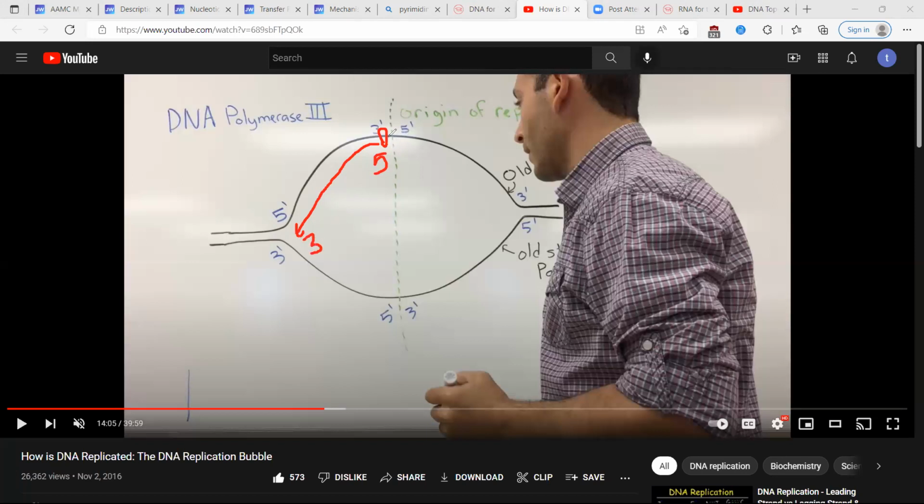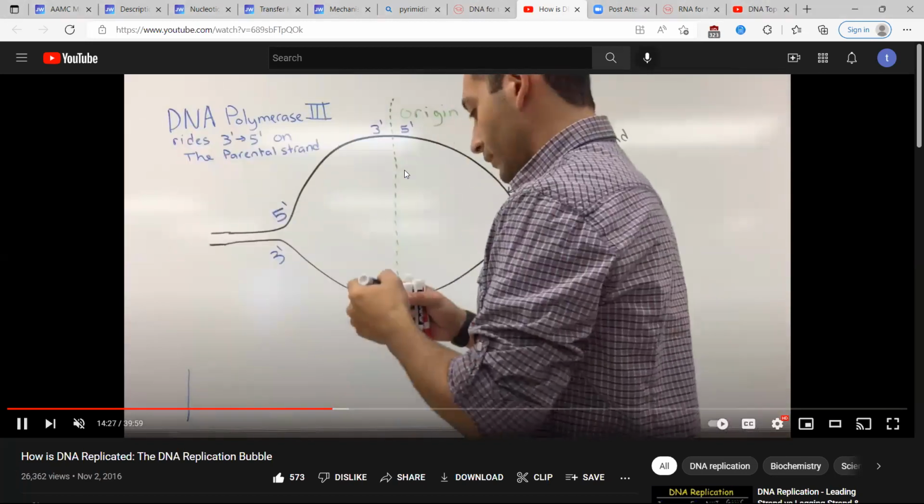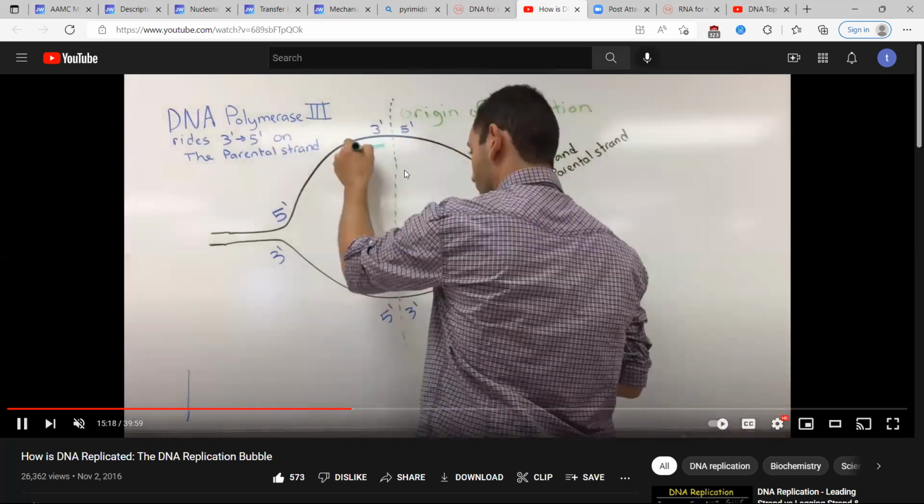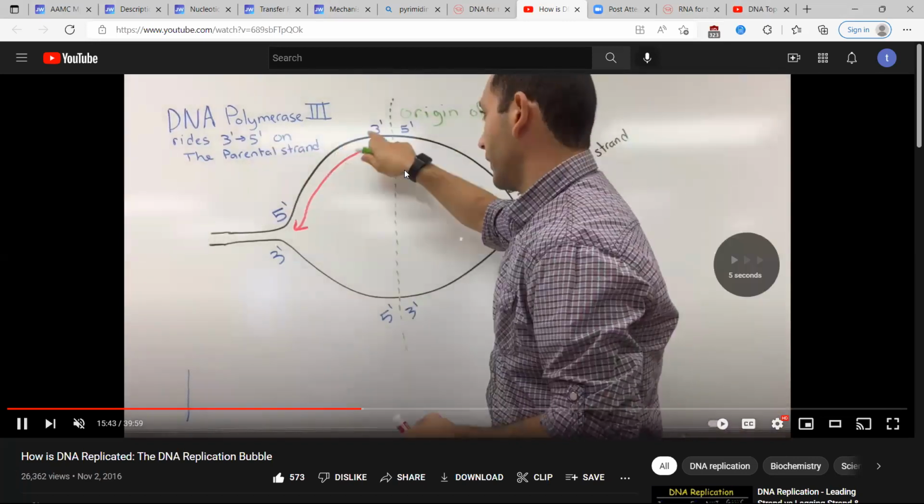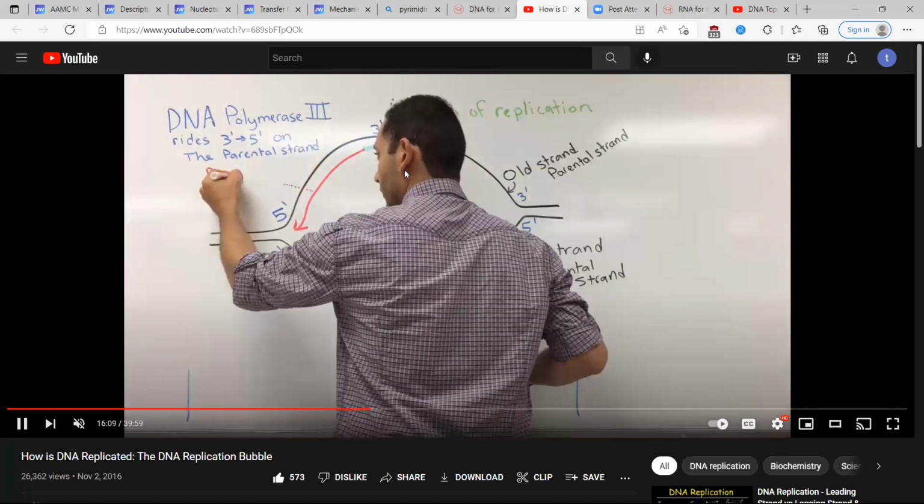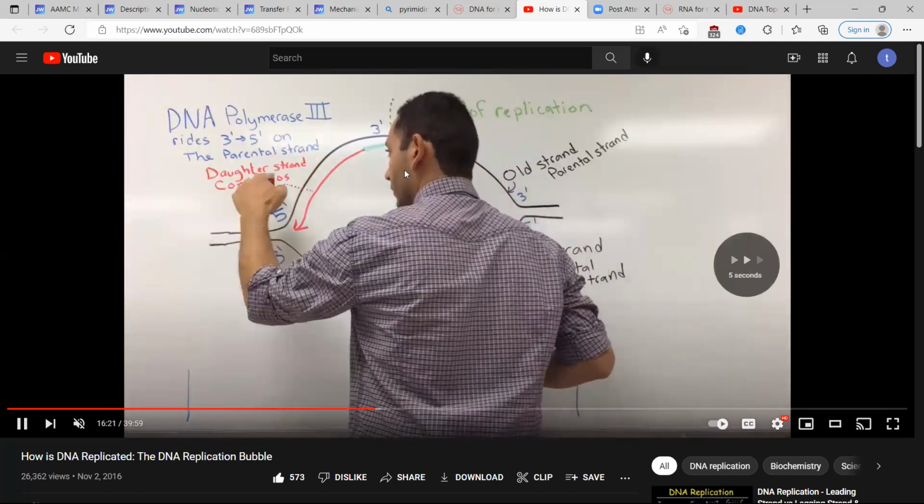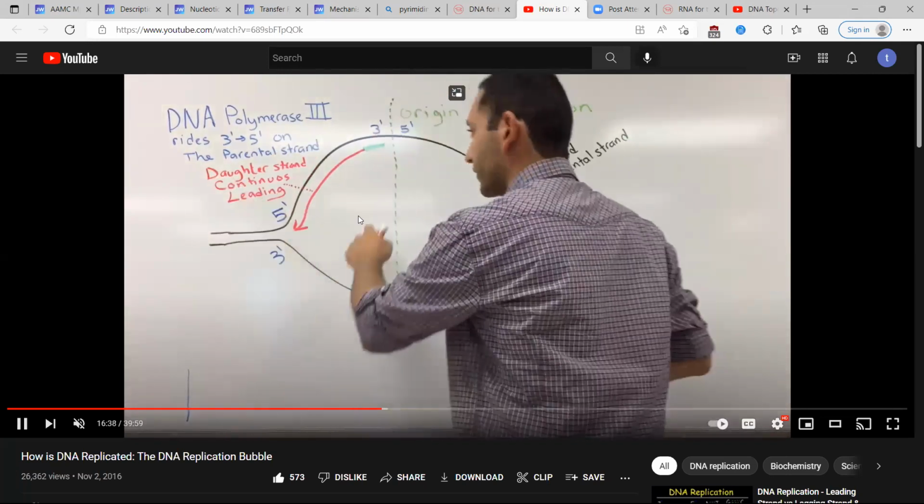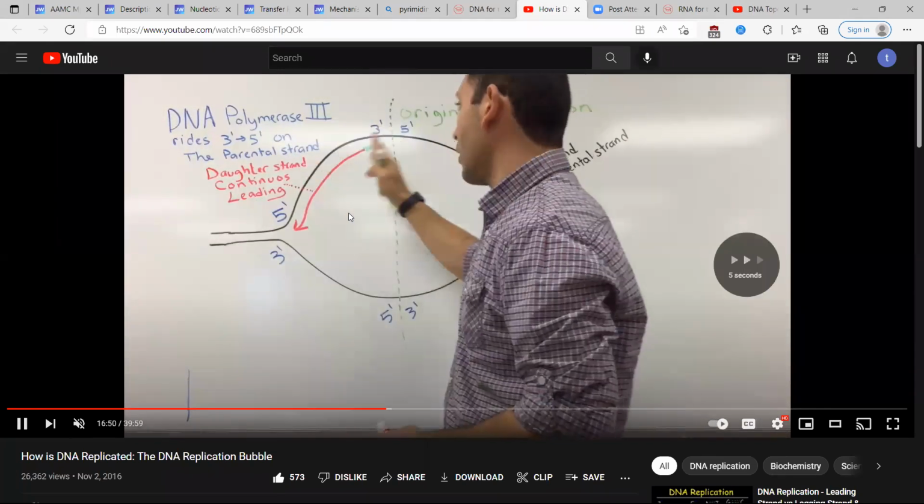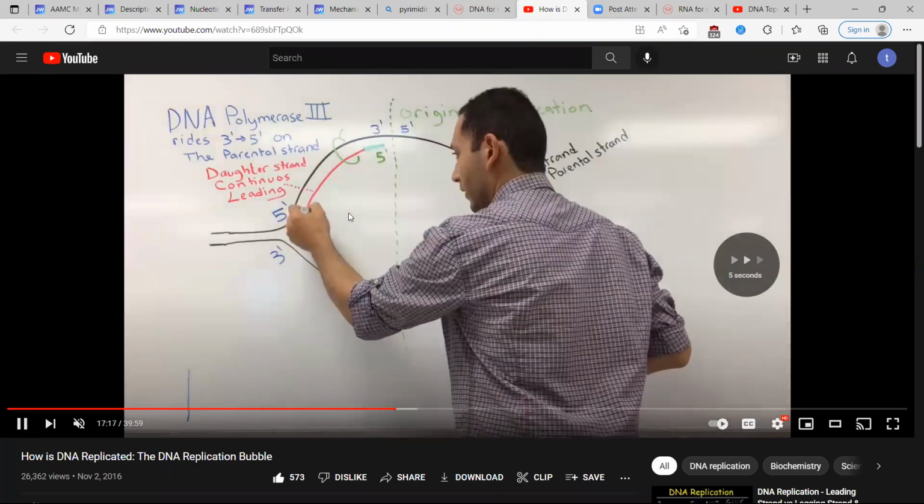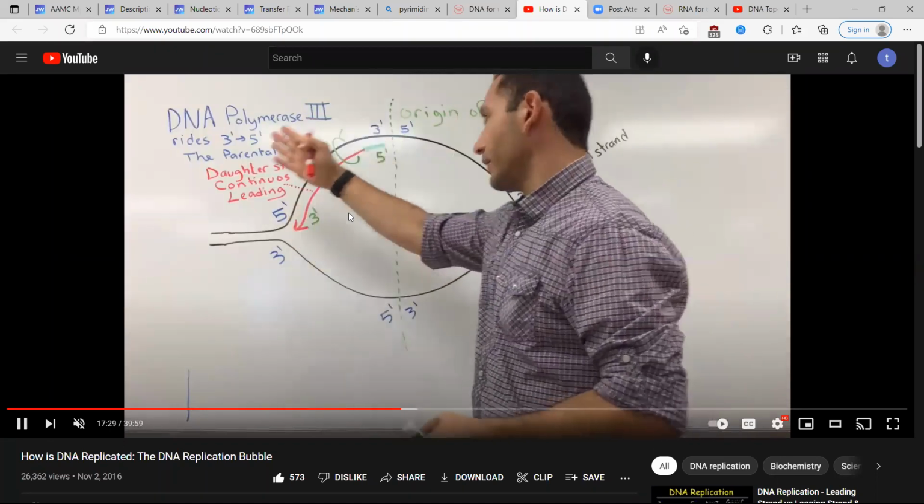So we need to keep in mind that we read 3 to 5, but we build 5 to 3 because DNA is anti-parallel. So it reads 3 to 5 on the parental strand and then builds 5 to 3. And that's what we can call the daughter strand. And this is also the leading strand because it continuously makes the strand. It just keeps reading and it builds that strand.